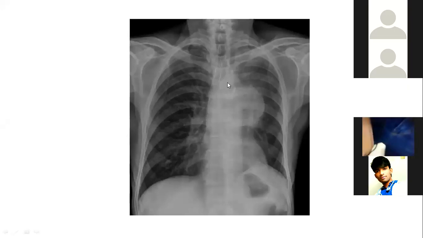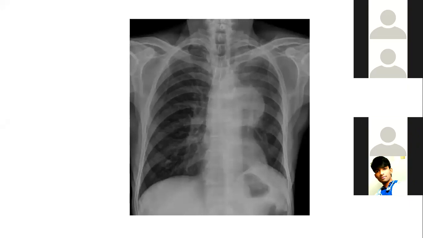So the Silhouette sign is when there is a loss of delineation between two structures, right? Because either they are in the same plane or they are of the same density and the margins of each other are actually touching each other or they are overlapping each other.